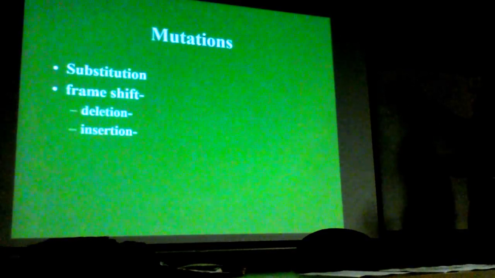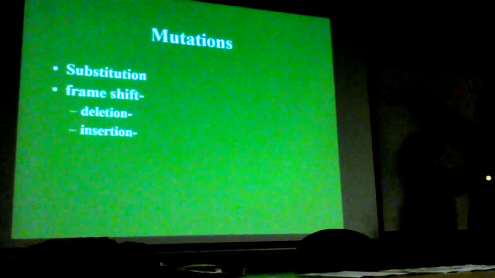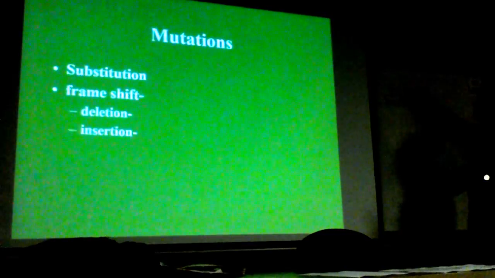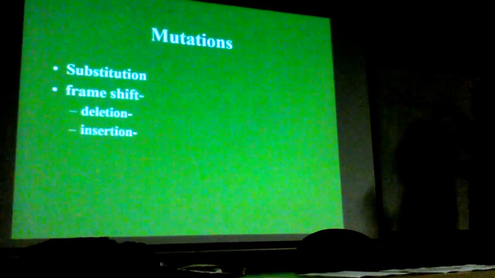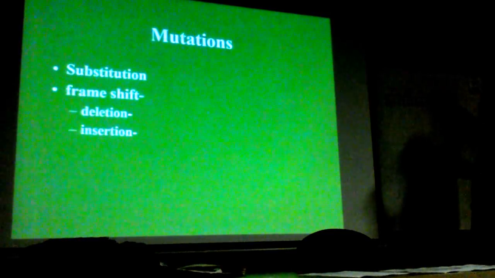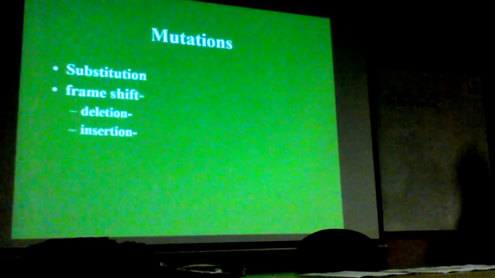UAC codes for tyrosine. GGG codes for glycine. UUU codes for phenylalanine. And AUG codes for methionine. That's what we're supposed to have.